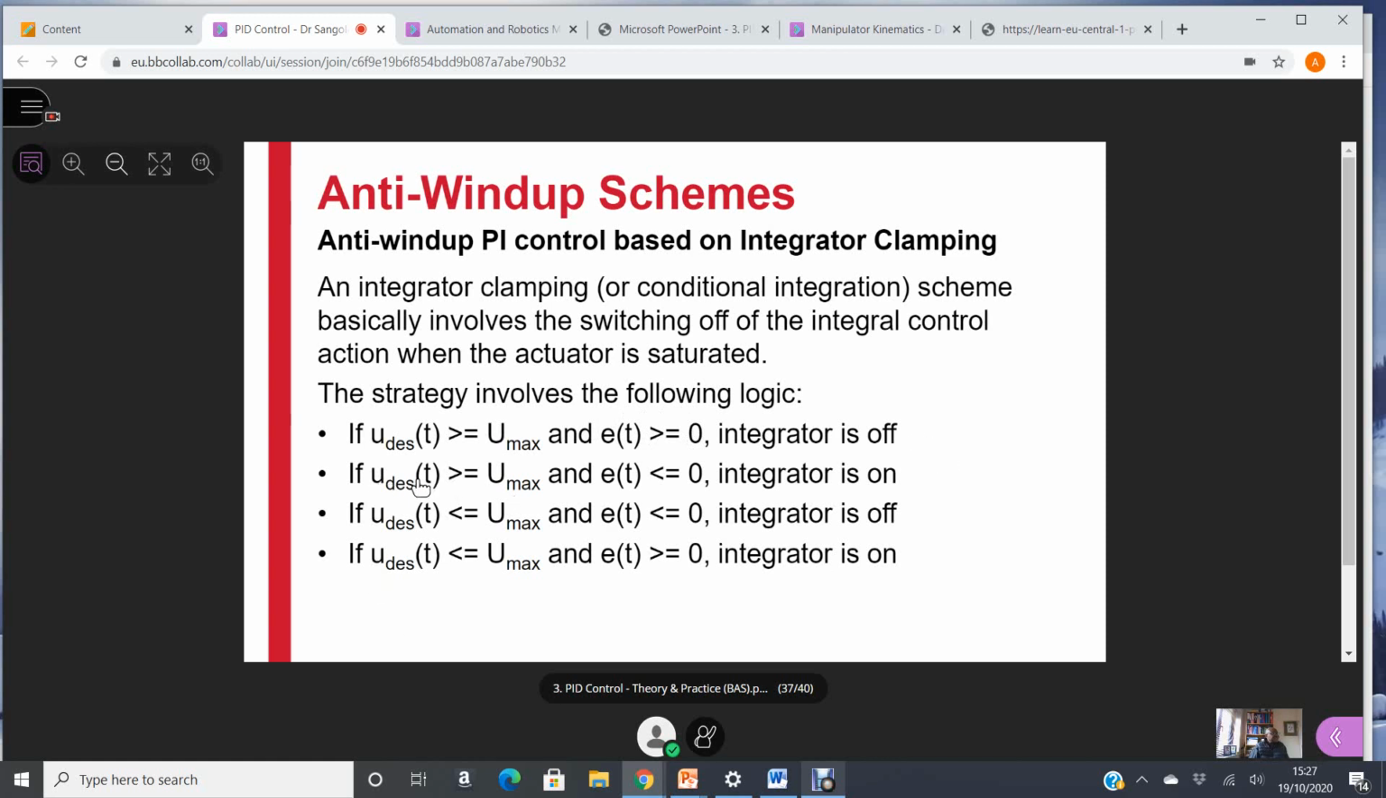In the second case here, we're still asking the actuator to deliver above its maximum. But in this case, the error is going in the other direction. The error is decreasing, negative. Well, we can allow the integrator to be on because we know that the integral action will be reducing. The integral component of the control action will be reducing. So we keep the demand at the maximum, or we allow the integrator to continue working. Okay. Third scenario is the desired actuator response is less than the maximum limit. Error is negative. Okay.